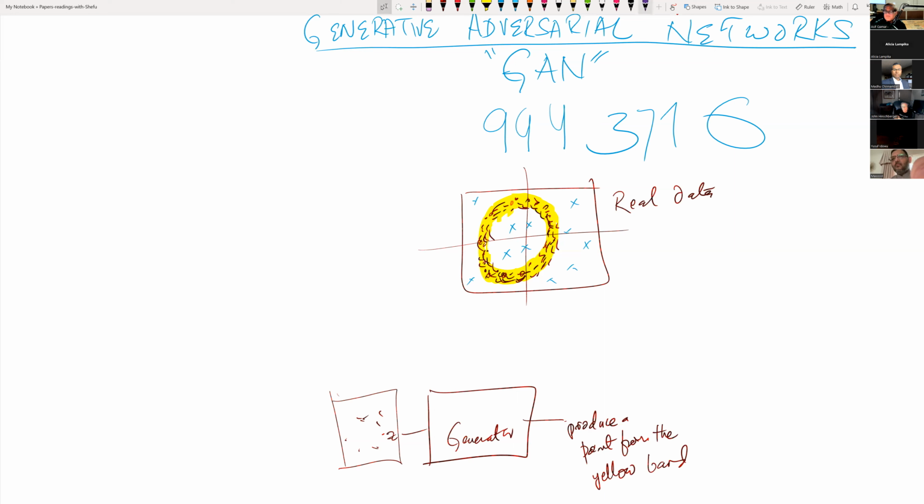Now, let me take a color that would stand out. Okay, let's try our luck with this color. Do you see this big violet dot here on the screen? If the generator could produce this point, you would realize that that point is as legitimate as it could be. It is very, very hard to tell it apart from a real point, isn't it? Because it belongs to the yellow ring band of real points.